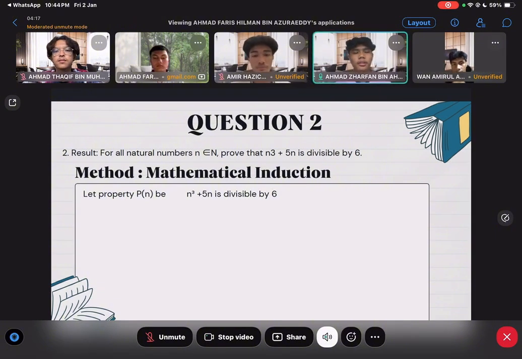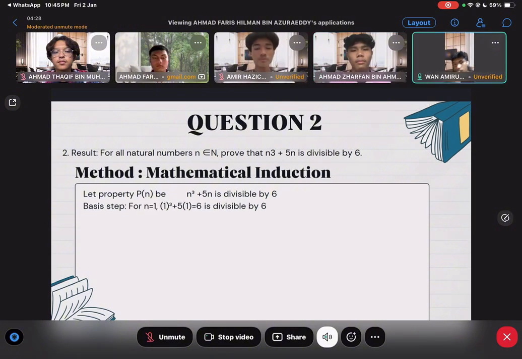So for the basis step, for n equal to 1, we substitute n in n cubed plus 5n. So we substitute the n: 1 cubed plus 5 equals 6, which is divisible by 6. Let's go for the induction step.